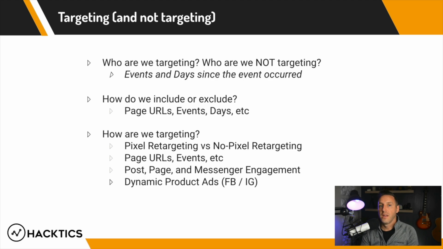And then again, if you're running a campaign where you have people messaging you, then you can retarget people based upon their messenger. And then there's something called dynamic product ads, which we will talk about in Facebook. I'm not going to show you the exhaustive piece of how to go set up a catalog or anything like that. But on Meta, we can actually put the product that they looked at back in front of them on their feed.